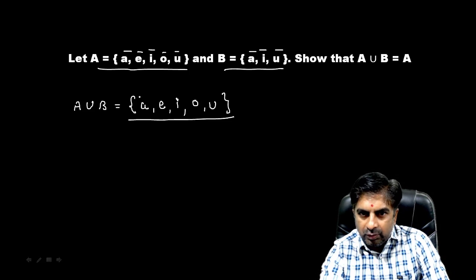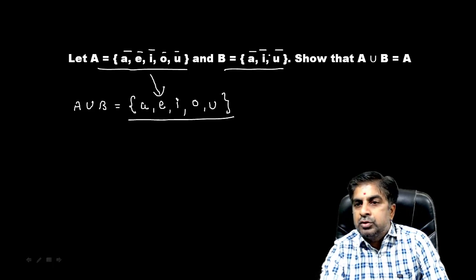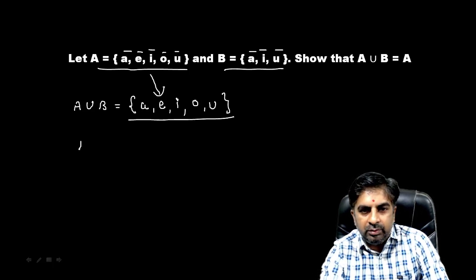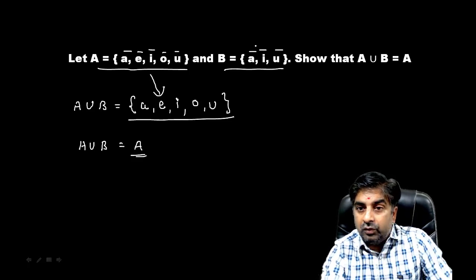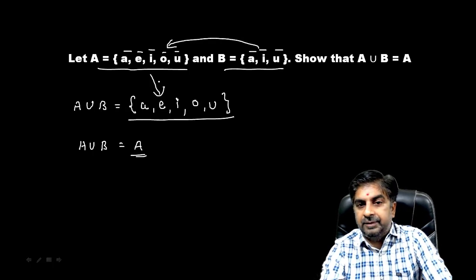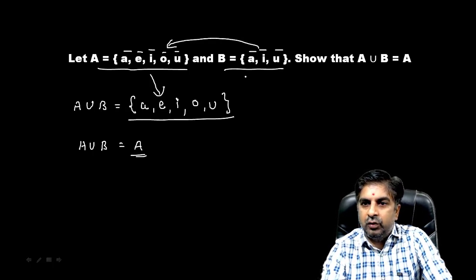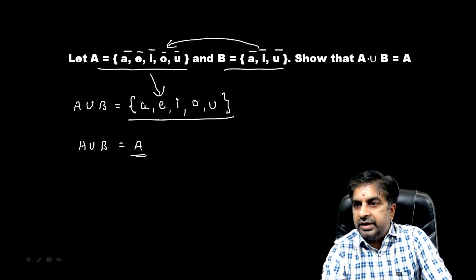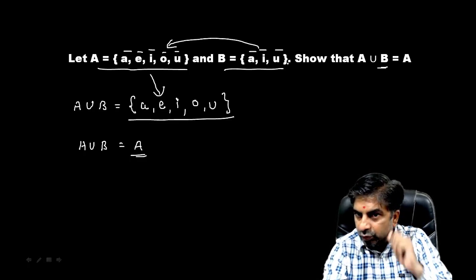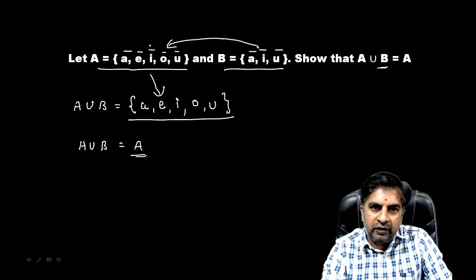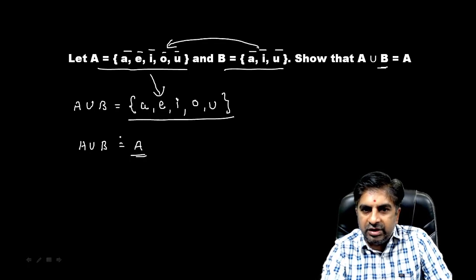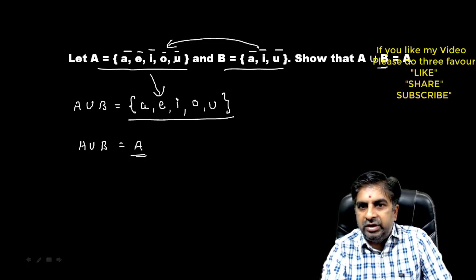Now here you can see all the elements of A union B are the same as A only. So we can say that A union B is equal to A only. Why? Because all the elements of B are already inside A. So in this type of condition, when all the elements of the other set in the union are inside A, directly you can say that A union B is A. But every time you need to check.